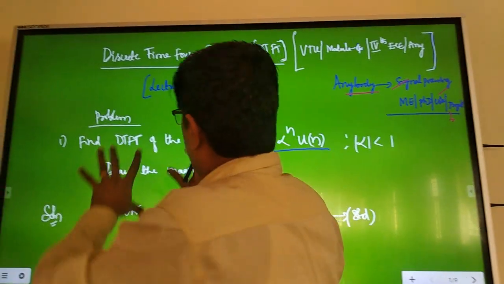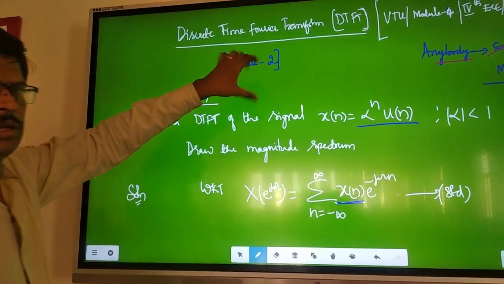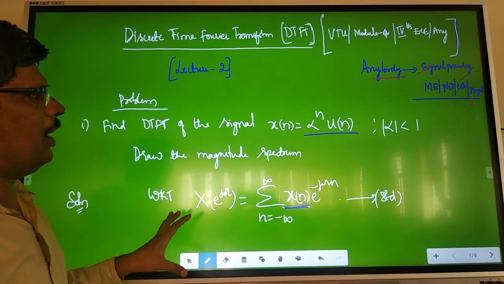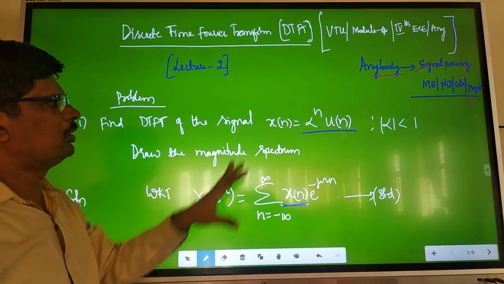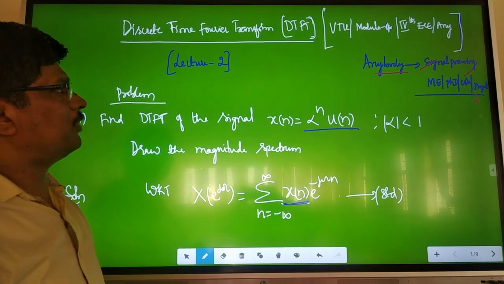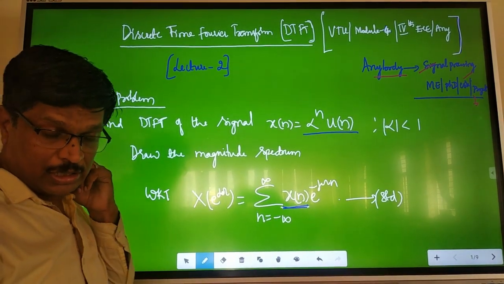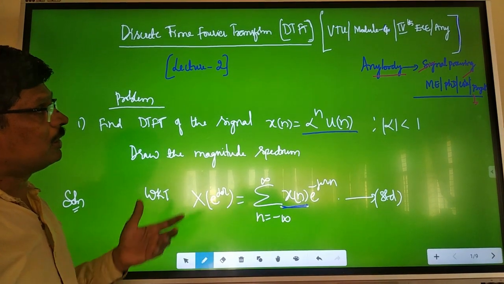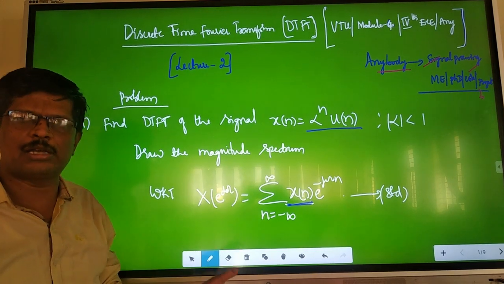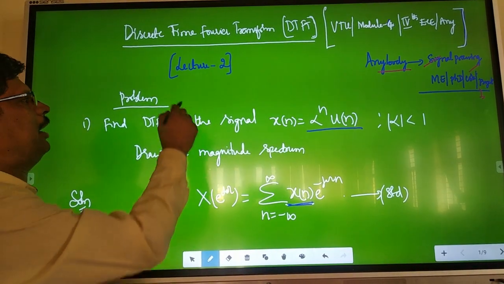In the last sessions, we told you the importance of the Fourier transform, right? The Fourier transform is a tool. Let us see today how exactly we can use the same tool to convert signals from time domain to frequency domain. What is DTFT? What is the Fourier transform actually? Using this tool, we can convert signals from time domain to frequency domain.